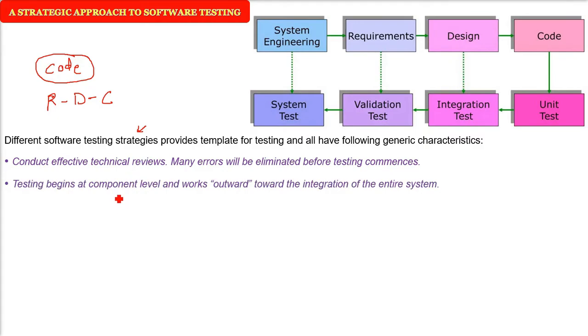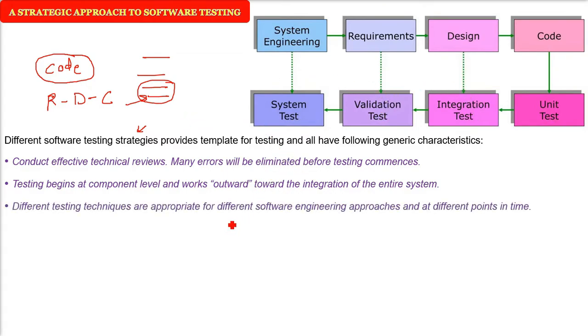Testing always starts from the basic level and goes to the advanced level. It will start with the component level. I am talking about a component. It can even be a small function, it can be a component, it can be a class. Then this testing goes outward towards the integration of the entire system. Different testing techniques are suitable for different software engineering approaches and at different points of time. So there is no hard and fast rule of any testing.